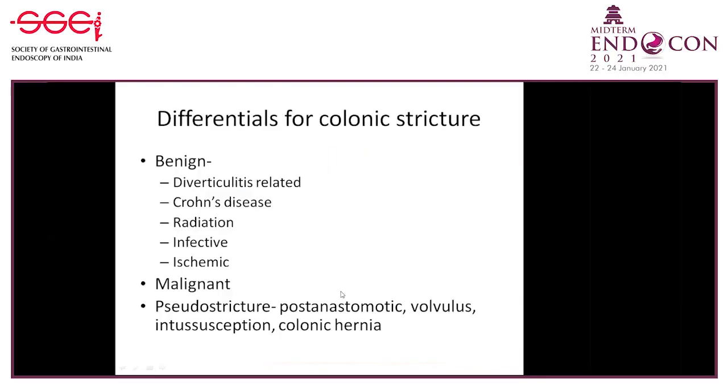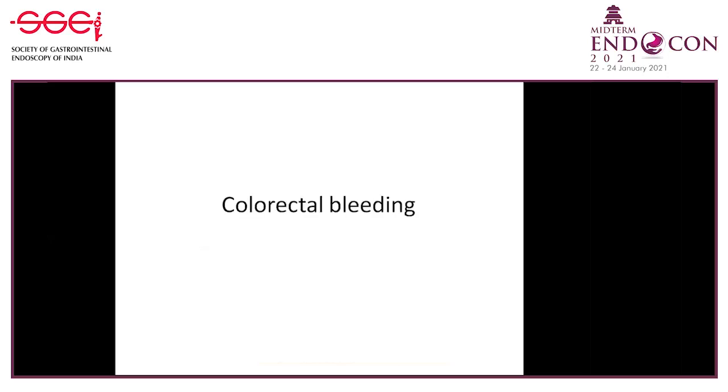The differentials for colonic stricture: benign causes, such as diverticulitis-related, Crohn's disease, radiation-induced, infective, and ischemic; or it could be a malignant stricture, which we have to really look out for. And a pseudostricture can be a volvulus or an intussusception which presents like a stricture. You look at it, it looks like a stricture, but it could be any of these also.